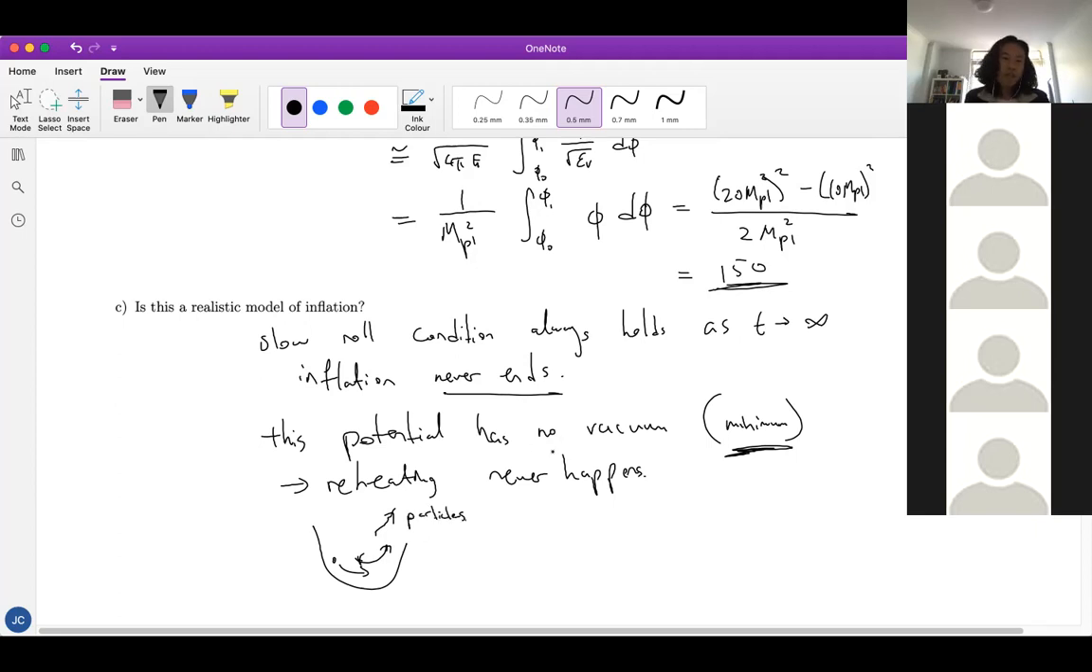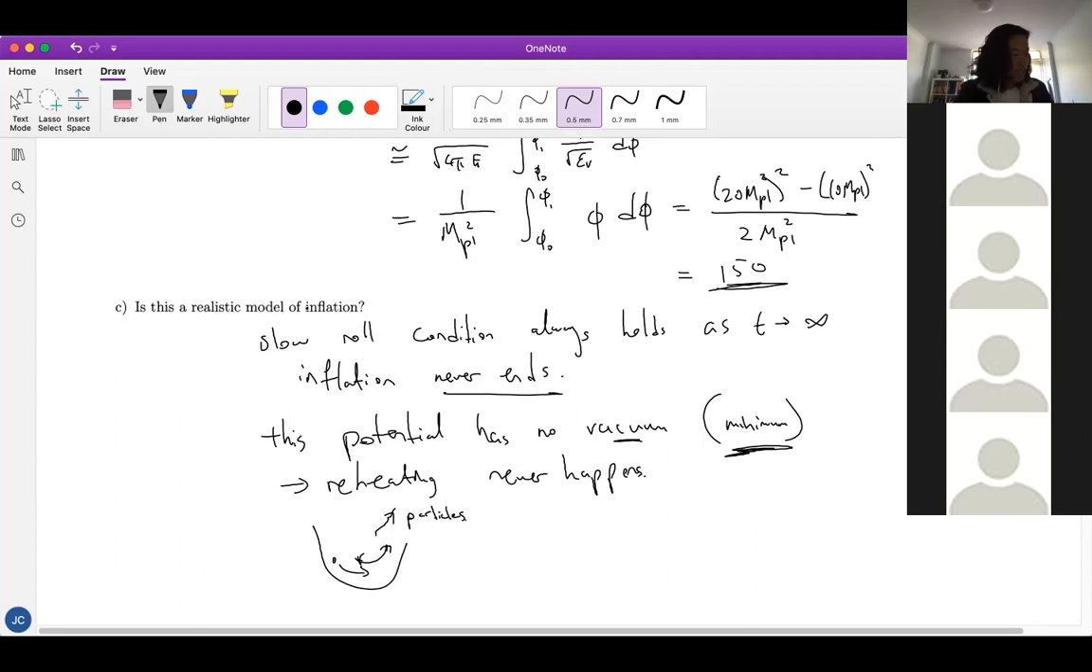So if the potential has no vacuum, then it will never reach this minimum and will never oscillate. So then you'll never actually get to create any standard model particles. So your universe will just remain empty. It will just keep inflating and there will be nothing ever in it. So we wouldn't exist to be here to ask this question. So no, not a realistic model of inflation.